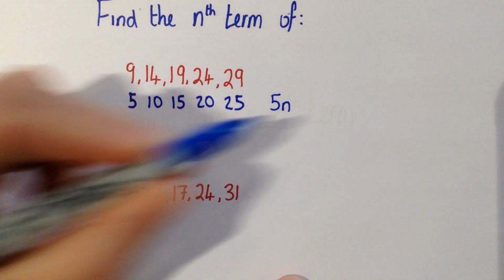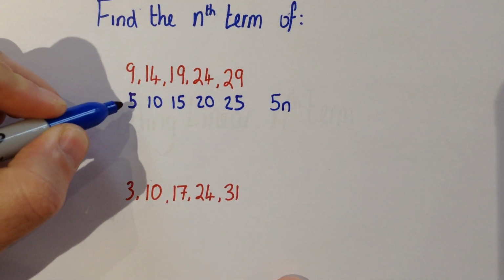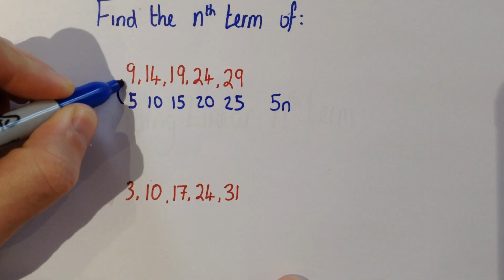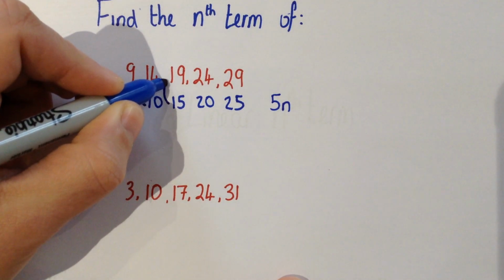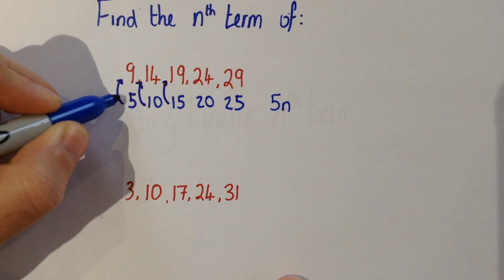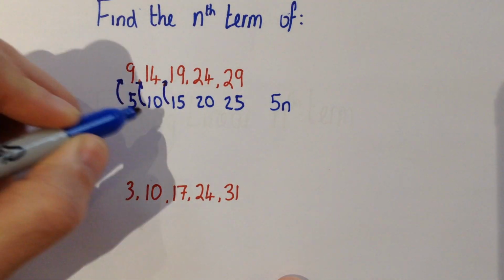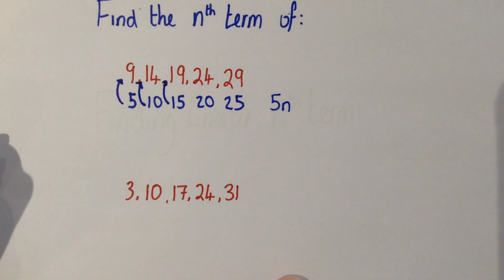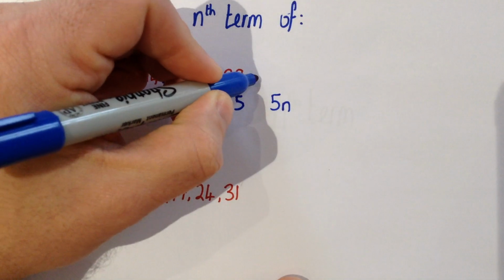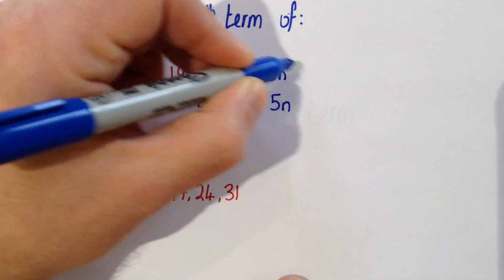In order to work out the second part of our answer, we need to look and see what we are doing to each number in the 5 times table to get back to the number in the sequence. So here each time we are adding 4 to the numbers in the 5 times table to get back to the numbers in the sequence. So we say that this sequence is 5n plus 4.